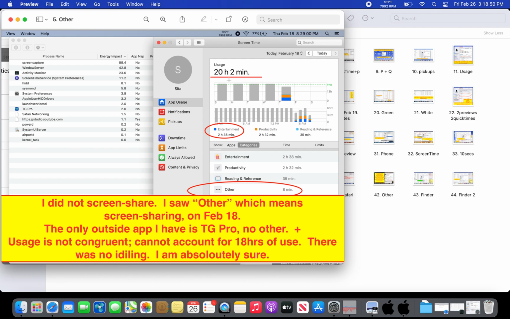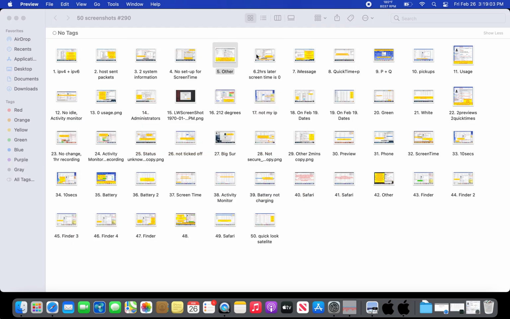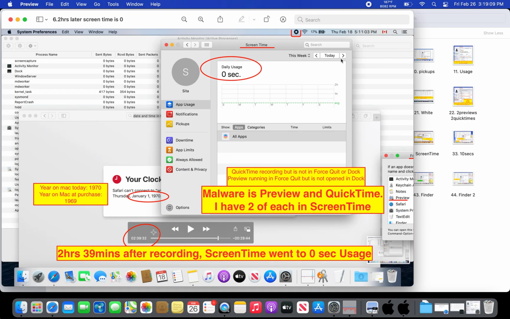Okay, that's okay. And so I just set up the computer. Already it's 20 hours in use, but here it only says 2 hours. Can you explain that? I cannot. All right. So I recorded screen time when I took the computer out of the box. There's 2 hours and 39 minutes into the recording, and screen time app usage went back to 0. It started at 0, and then it started to show some time. Then it went to 0 again, and then it went to 20 hours.